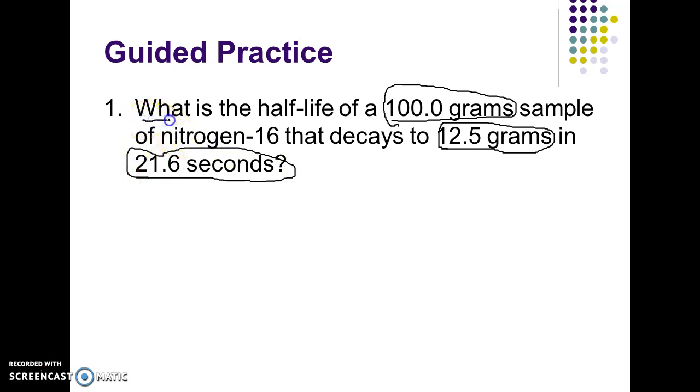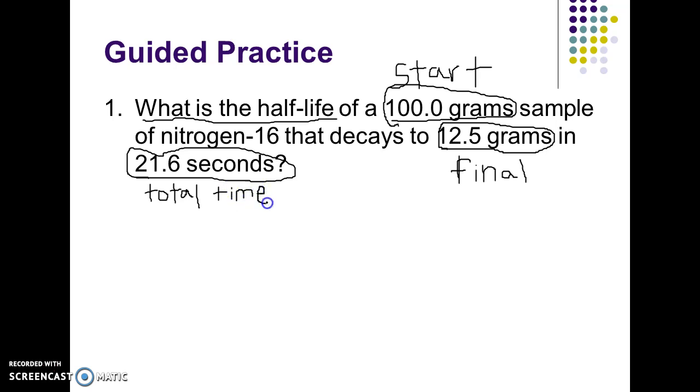This question is asking me to determine the half-life of the sample. So, I know that 100 grams is where I'm starting. This is my starting mass. I also know that 12.5 grams is my final mass because it's saying that it's decaying to the point where we only have 12.5 grams left. 21.6 seconds is my total time. This is telling me how long it is taking for the experiment to occur. So this is my total time.